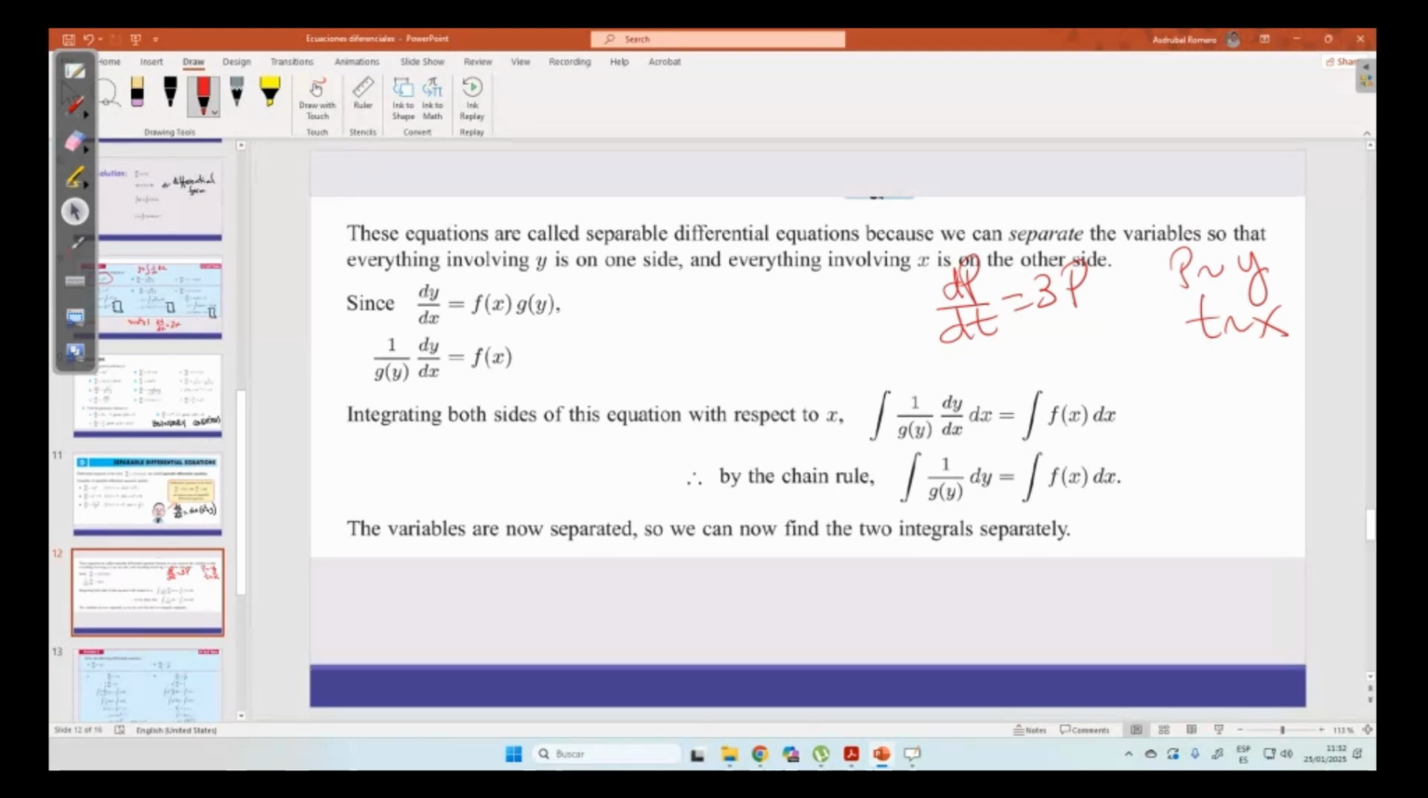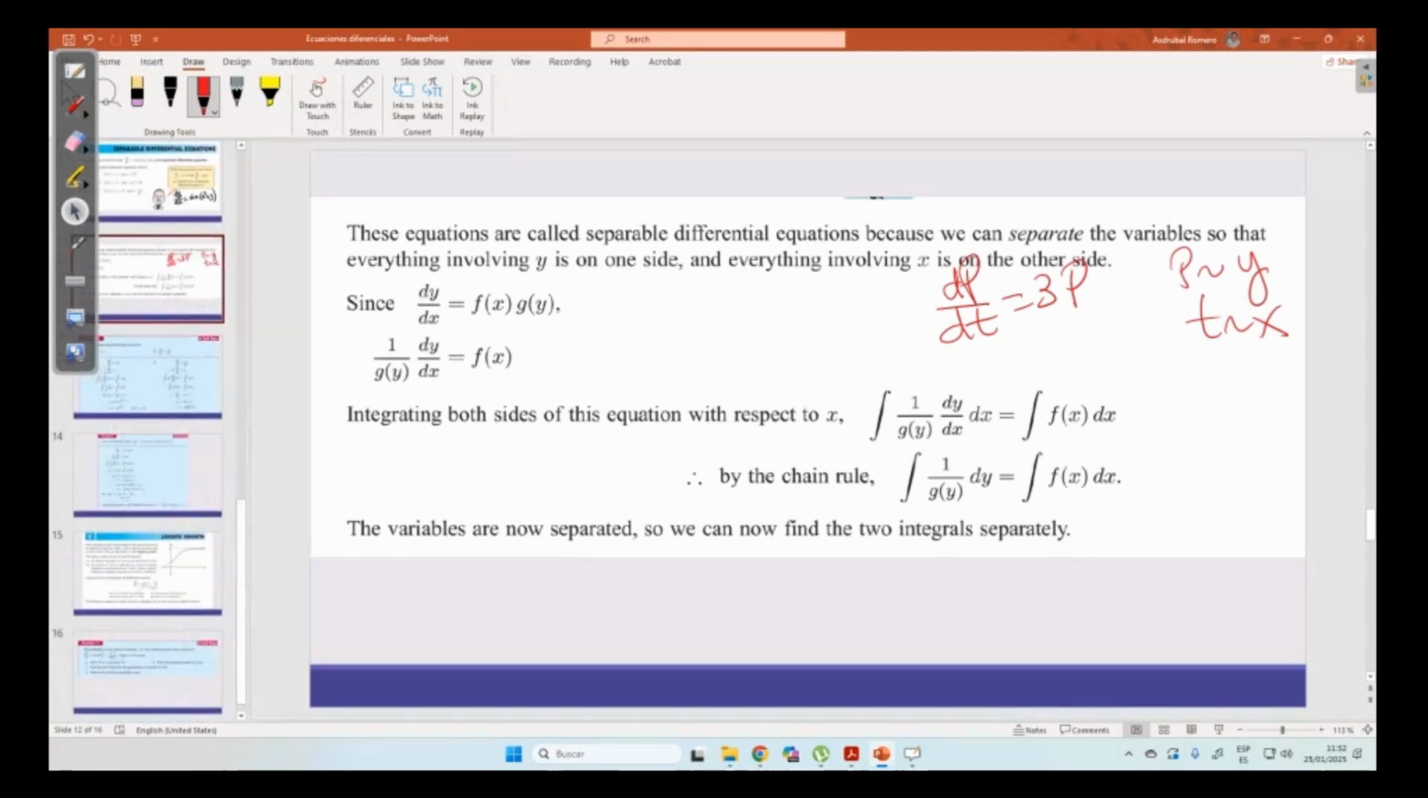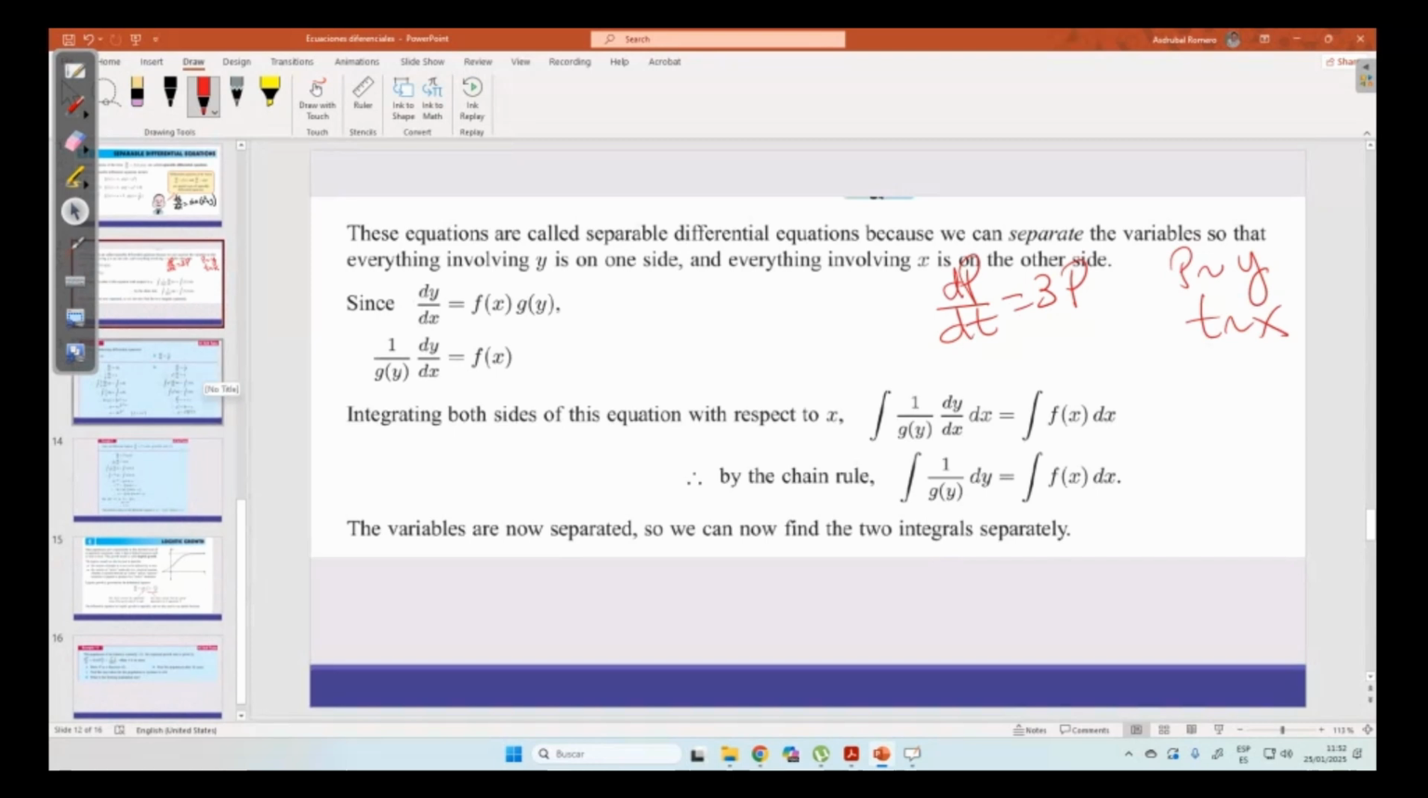And then what happened when you separated? Well, you had two integrals. You had to integrate this part and you had to integrate that part. It's more or less the same. This is not difficult. The difficult part is going to be a section that is ahead, that is called the integrating factor. This is the only part of this chapter that is really difficult, besides the integrals, okay?